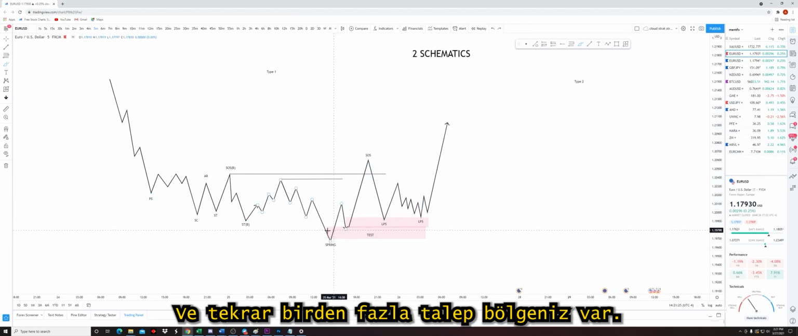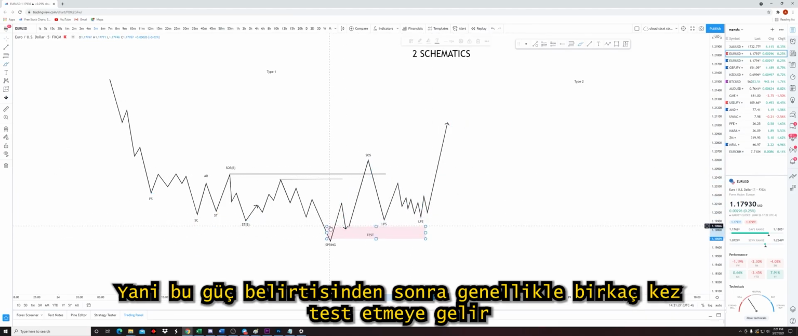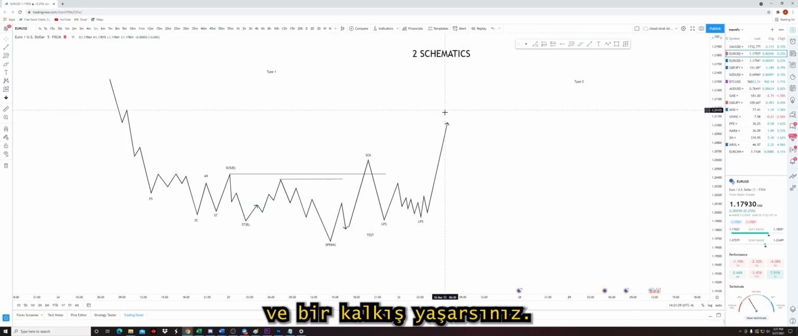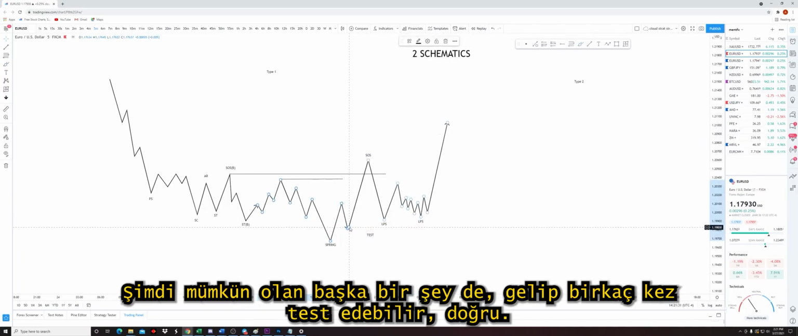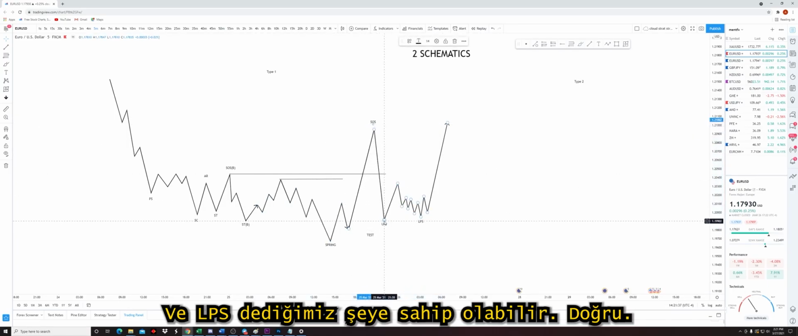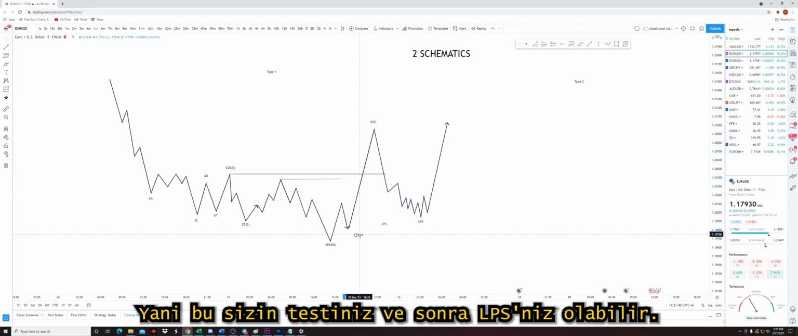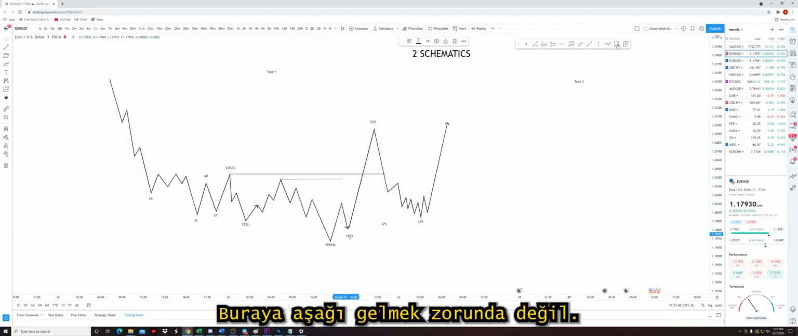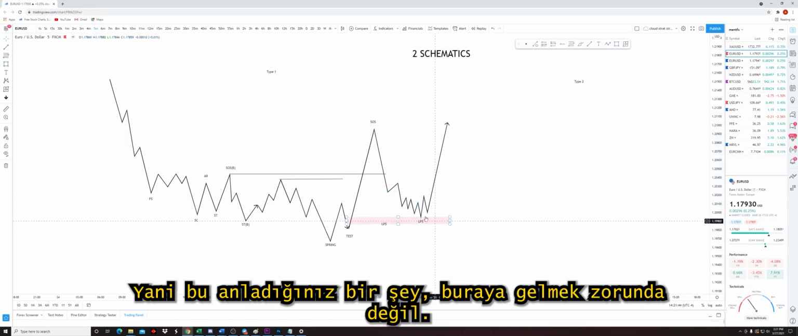And again, you have multiple demand zones. So after the sign of strength, you usually have it come test a few times, and then you have it take off. Now, what's also possible is it can come and test a few times, right? It can make your SOS, right, rather high up, and it could have what we call an LPS, right? So this could be your test, and then your LPS, it doesn't have to come down here. So this is something you need to understand. It doesn't have to come here.